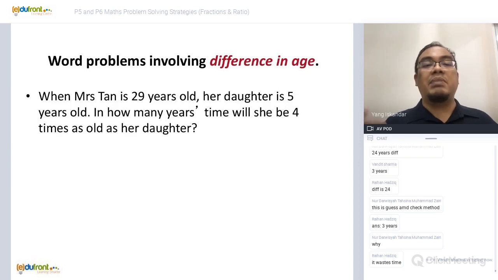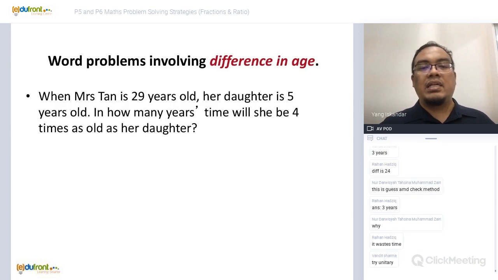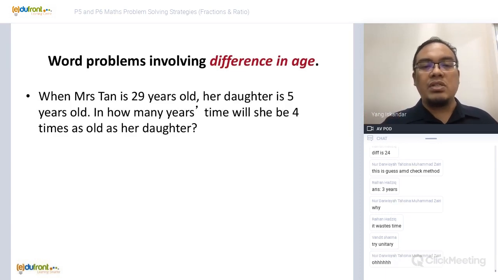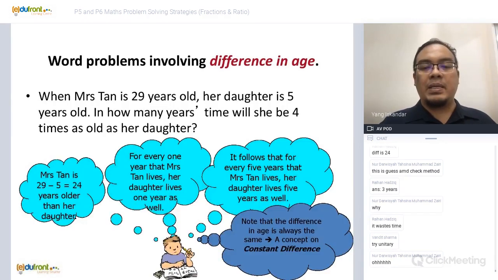Number one, guess and check is basically just guessing. You don't know how to solve, you just guess. That's why we teach you different strategies so that you can use the appropriate strategy, the shortcut strategy, and solve very, very quickly. Okay? So in this particular question, we are going to use constant difference. All right? Now, let's take a look.